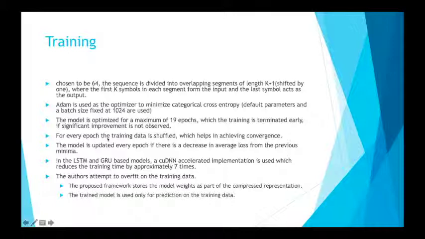For every epoch, the training data is shuffled, which helps convergence. The model is saved after every epoch if there is a decrease in average loss from the previous minimum. In the LSTM or GRU-based model, a CuDNN accelerated implementation is used, which reduces the training time by approximately 7 times. The authors attempt to overfit the training data, because we only have the training data, and try to compress the training data and use the weights learned from it to decompress the data. So the goal is to overfit on the training data. As mentioned, the proposed framework stores the model weights as part of the compressed representation, and the trained model is used only for prediction on the training data.